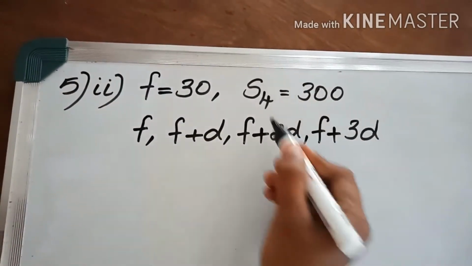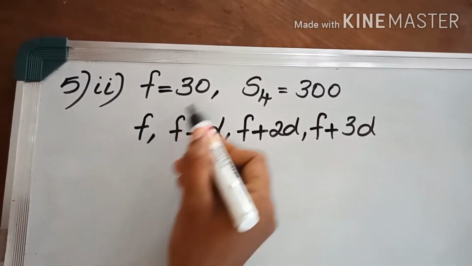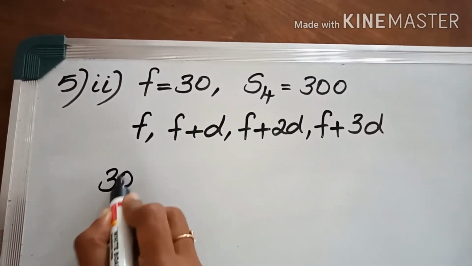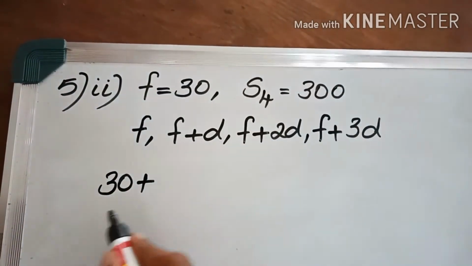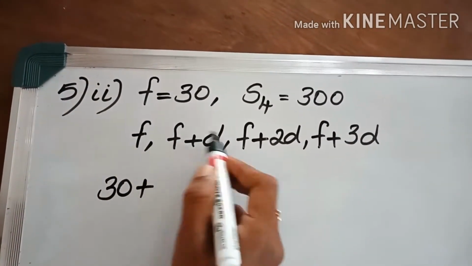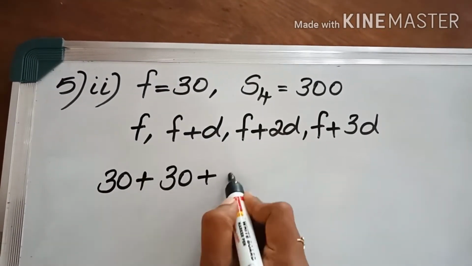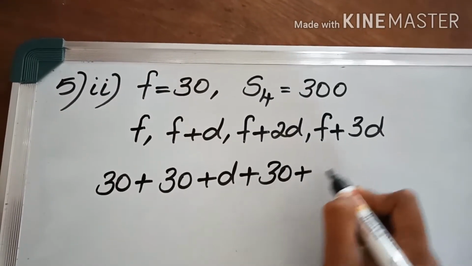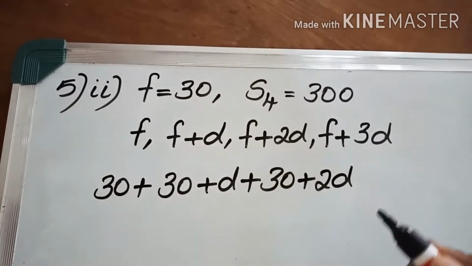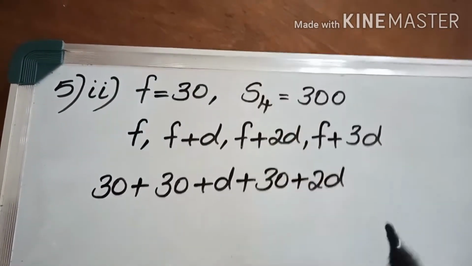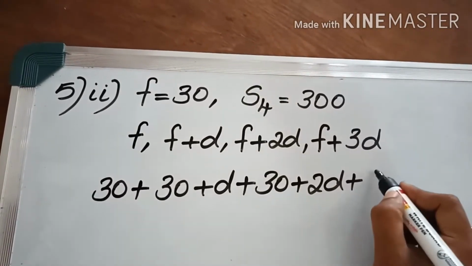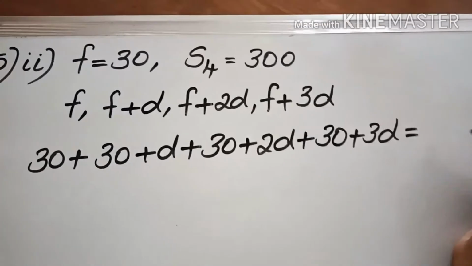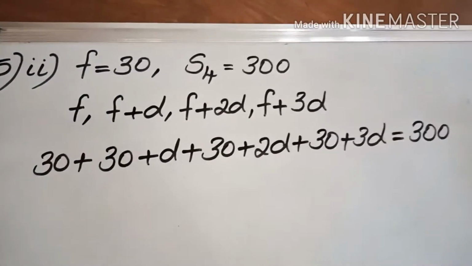Now the sum of these 4 terms equals 300. Here the first term is given as 30, so we can apply 30 here. So the sum is 300. Just add all these. So 30, plus f plus d, that is 30 plus d, plus f plus 2d, that is 30 plus 2 times the common difference. We don't know anything about the common difference, so we have to write 2d as 2d itself, plus f plus 3d, that is 30 plus 3d. Sum equal to what? 300 is the answer given in the question.